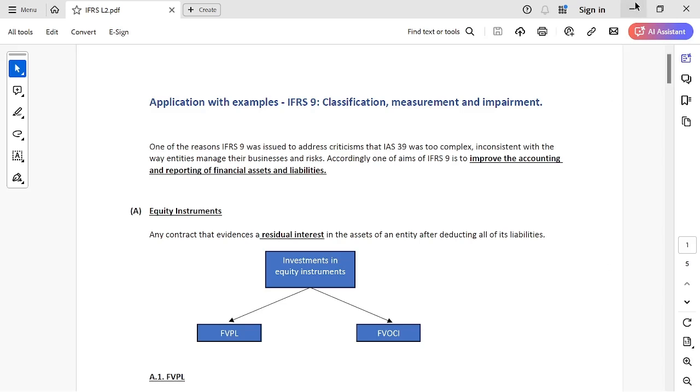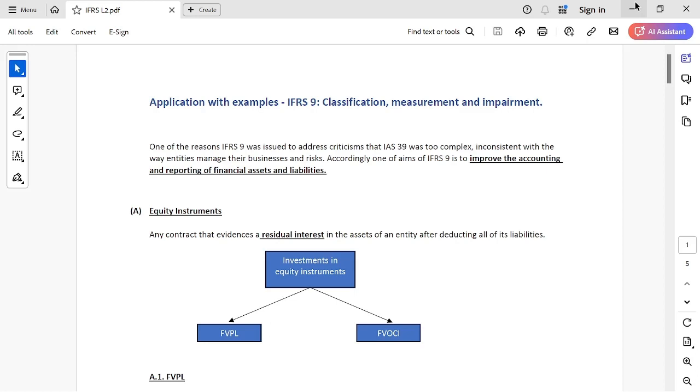Hello. In this video, we'll be discussing IFRS 9 financial instruments with an emphasis on the classification at initial recognition, measurement at initial recognition, subsequent remeasurement, and impairment, including ECL.